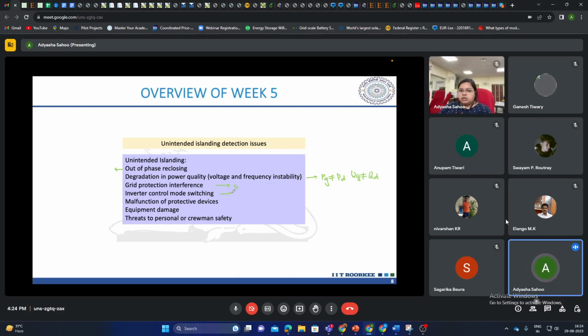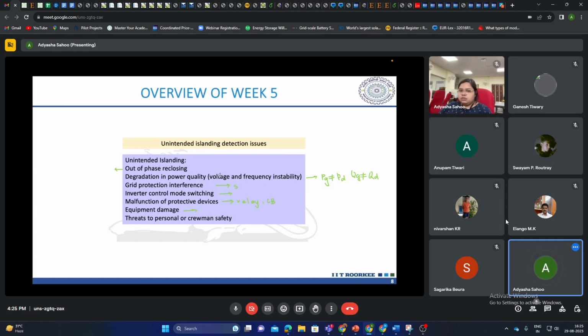Then we have inverter control mode switching. As we had discussed, these microgrids need very sophisticated control systems within them. And whenever such islanding occurs, it may interfere with these inverter control modes, leading to unfavorable operation. Then the relay malfunction which we discussed: relay and circuit breaker settings and their operation may be hampered due to this unintended islanding. There will obviously be damage to the equipment due to this.